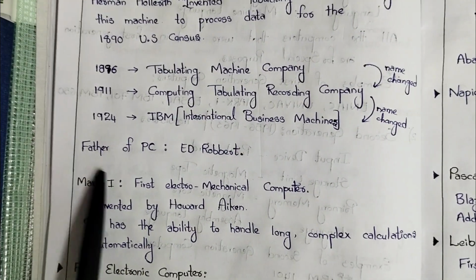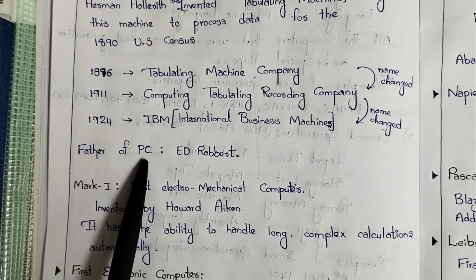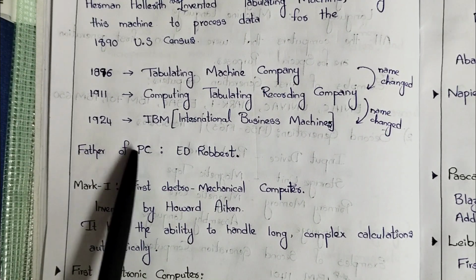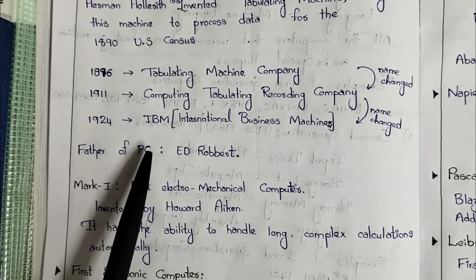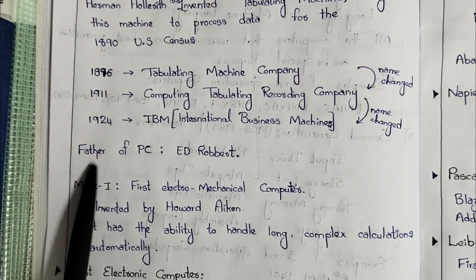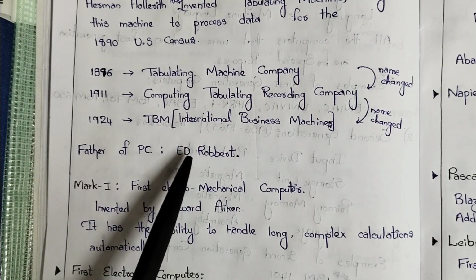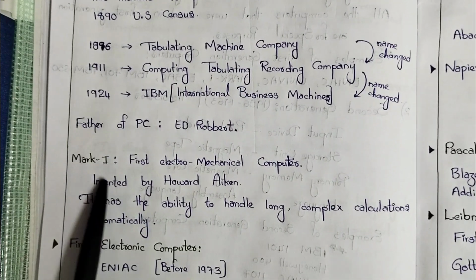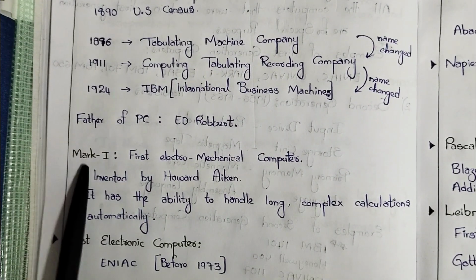So yeah, father of computer, father of PC. PC doesn't mean punch card here. PC is personal computer. So the father of personal computer is E.D. Robert. Okay, so now we are going to discuss Mark 1.